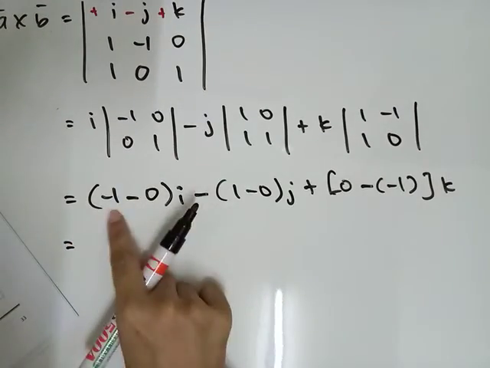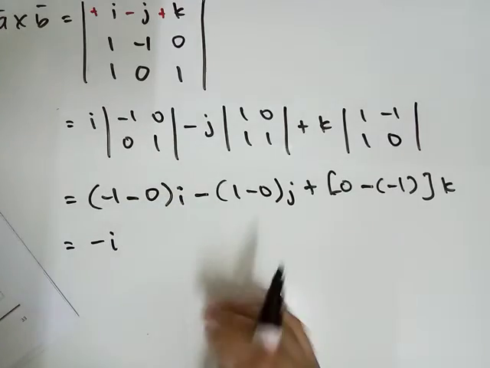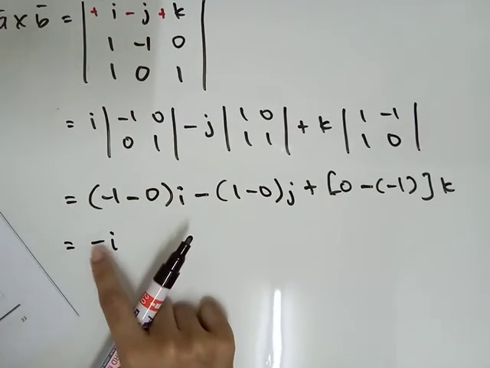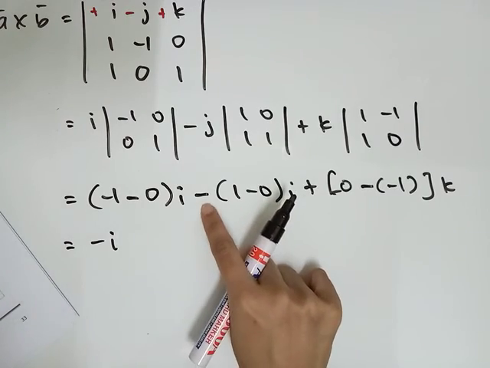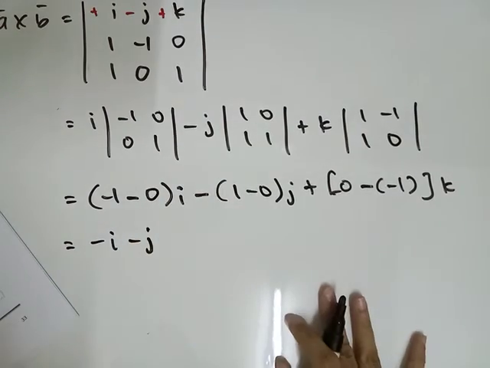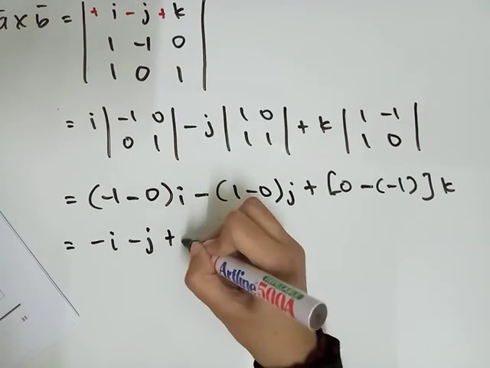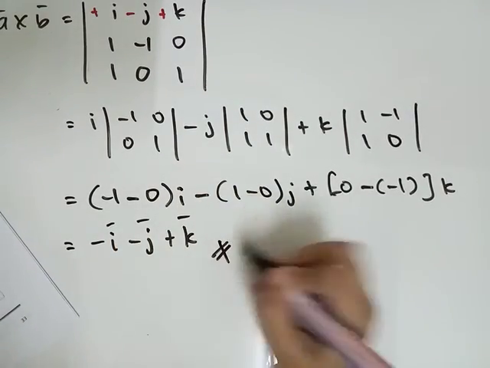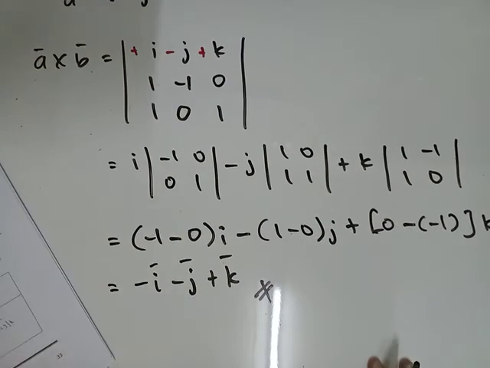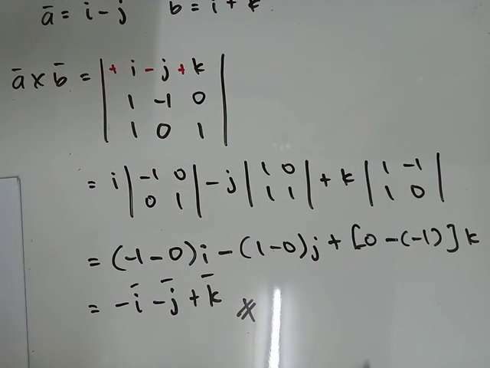And then calculate. Negative 1 minus 0, so tinggal negative I. Sama saja value dia, negative 1. And then 1 minus 0, 1. Sini ada negative, so should be negative J. And then negative, negative, positive, so yang tinggal adalah positive K. So this is the answer. Alright, boleh faham dah konsep cross product using determinants for two vectors.